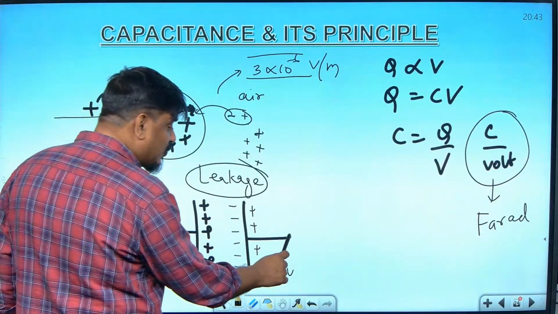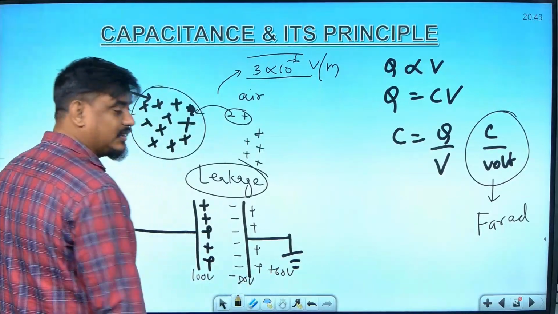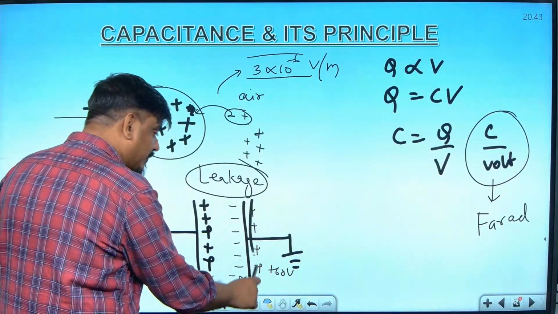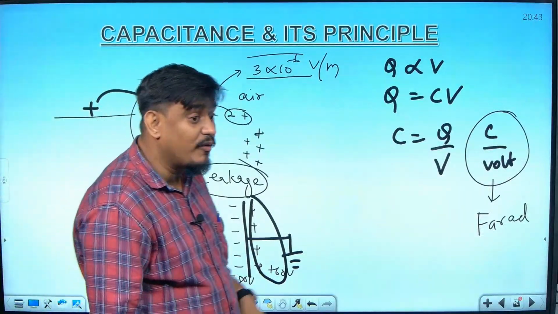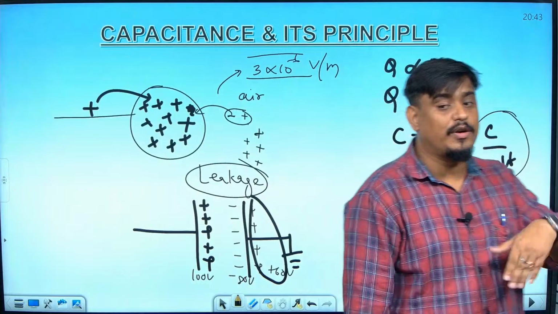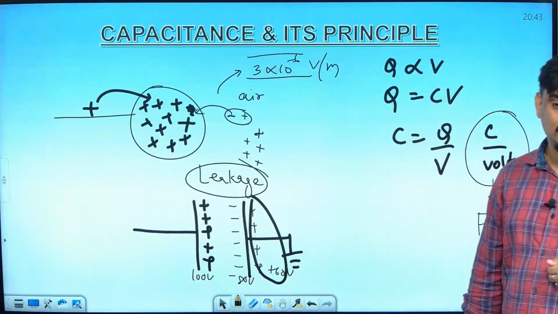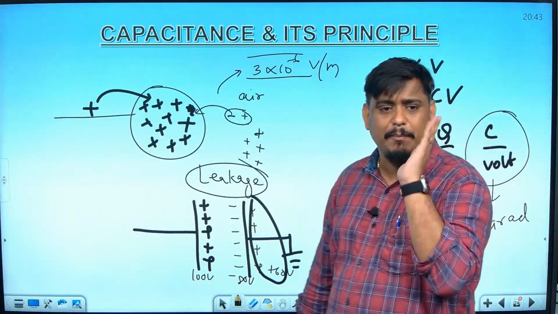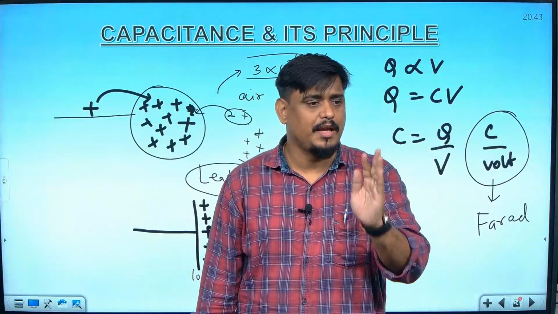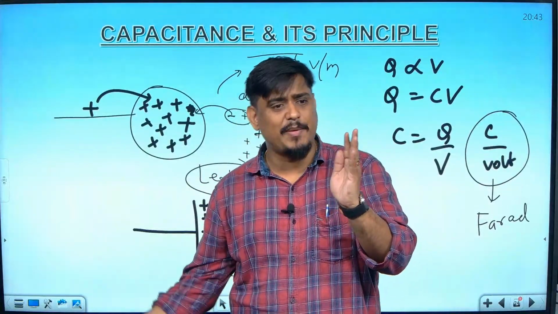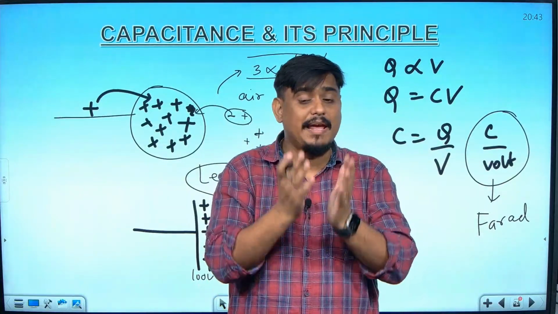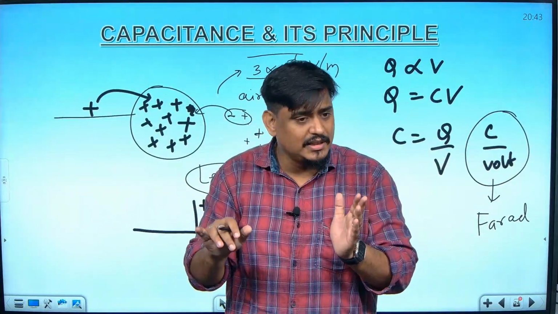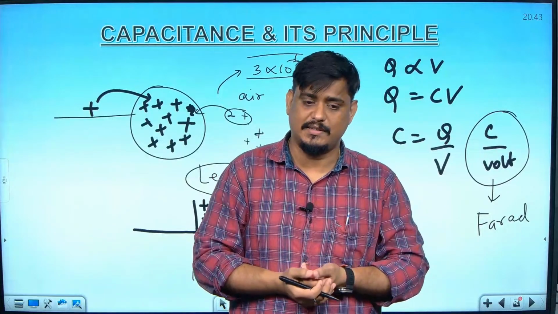If I further do earthing of this plate, what will happen? This plus 60 also will go inside the earth. 100 minus 80 will become how much? 20. Further reduce the potential, further the capacitance increased. So just an isolated plate also is a capacitor. If you bring an uncharged plate in front of it, its capacitance increases. If you make the uncharged plate earthed, its capacitance further increases.